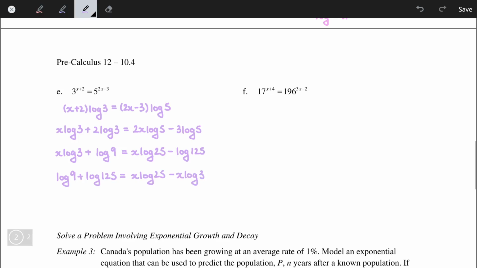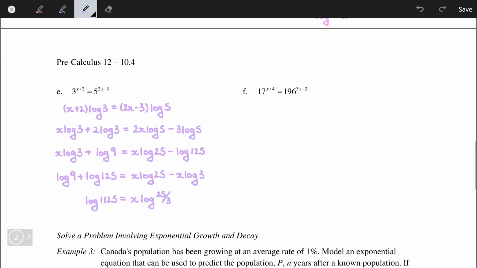Okay. So on the left-hand side, we have a sum of logarithms, which means we can multiply together the arguments. 9 times 125 is 1125. Whereas on the right-hand side, we can factor out the x, and that will leave us with, in parentheses, log 25 minus log 3, which means we can divide those two arguments. We have 25 over 3.